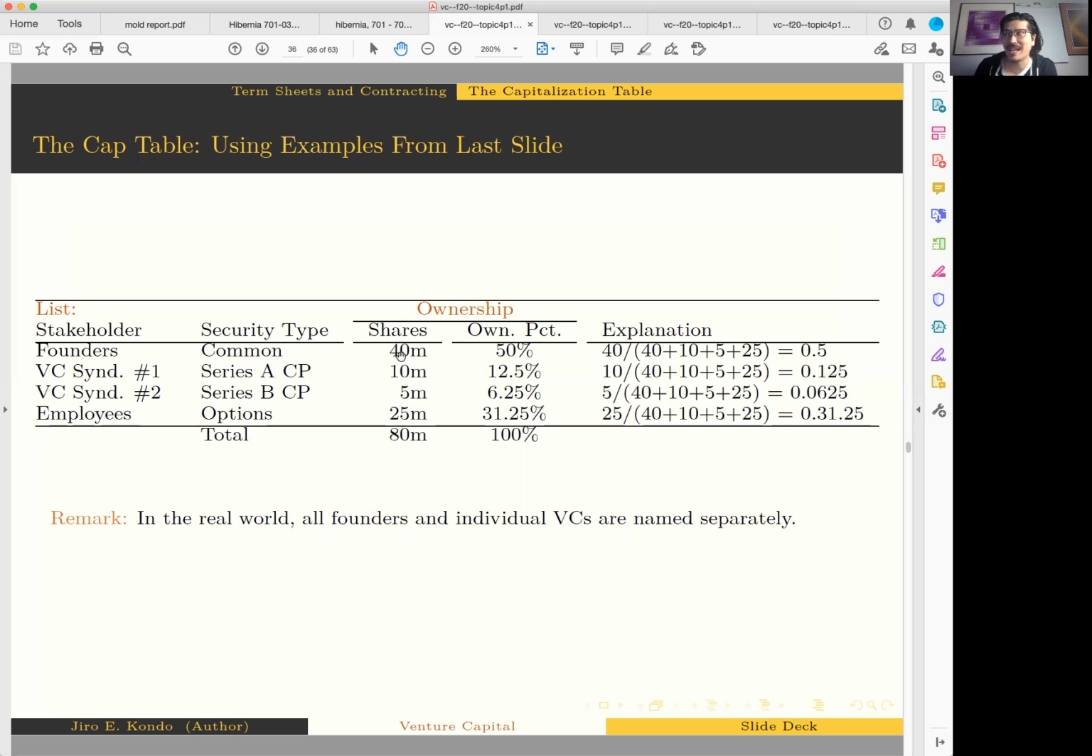So the cap table just says, well, 40 divided by 80 is 50%. 10 divided by 80 is 12.5%. 5 divided by 80 is 6.25%. 25 divided by 80 is 31.25%. That's the cap table. It's just a simple cartoon representation of a complicated capital structure. We okay with this so far?